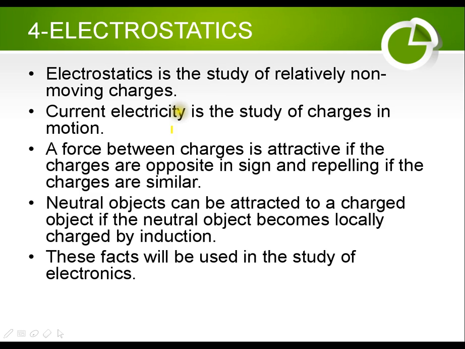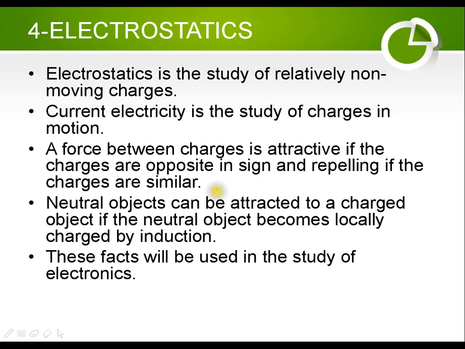Further, a few more terms are explained briefly. Electrostatics is the study of non-moving charges, which I already explained in the previous slides. The force between opposite charges is attractive: if two charges have opposite signs, there is definitely an attracting force. If the charges are similar, there is a repelling force.